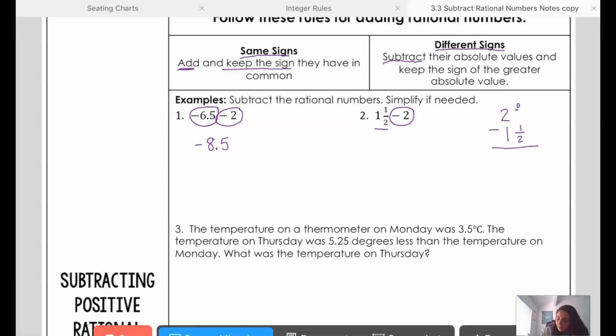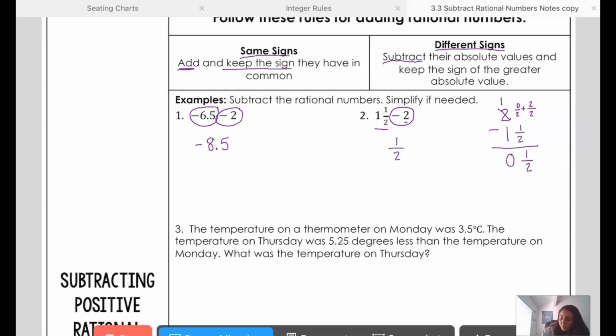So this is like having 0 out of 2 up here. Well, 0 minus 1 we can't do, so we're going to have to borrow, so that 2 becomes a 1. And then we added 1 whole to our fraction. Well, 1 whole, when we have a denominator of 2, is 2 out of 2. So the 0 out of 2 plus the 2 out of 2 gives me 2 out of 2, so our numerator is now 2. And 2 minus 1 is 1, keep the denominator. And then 1 minus 1 is 0. So when I do 2 minus 1 1/2, we're left with 1/2.